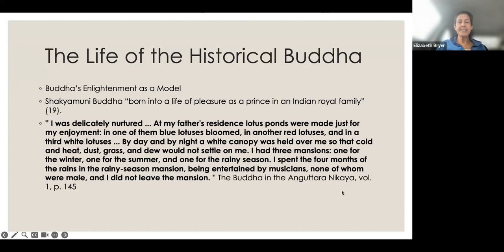In one account of his life, he says: I was delicately nurtured. At my father's residence, lotus ponds were made just for my enjoyment. In one of them, blue lotuses bloomed, in another, red lotuses, and in a third, white lotuses. By day and by night, a white canopy was held over me so that cold and heat, dust and grass and dew would not settle on me. I had 3 mansions, one for the winter, one for the summer, and one for the rainy season. I spent the 4 months of the rains in the rainy season mansion, being entertained by musicians, none of whom were male, and I did not leave the mansion. So that was what his life was like growing up.